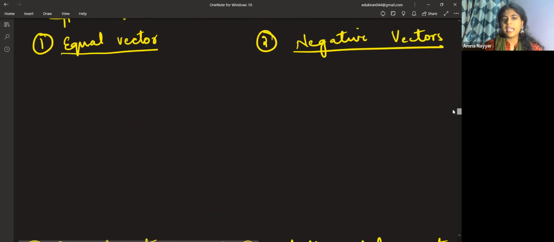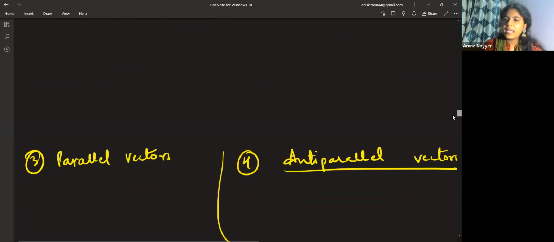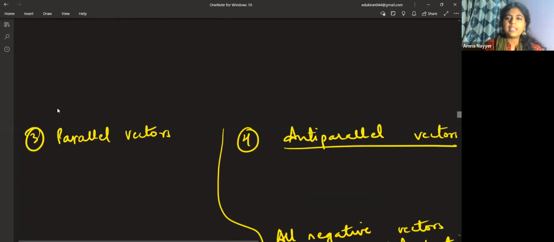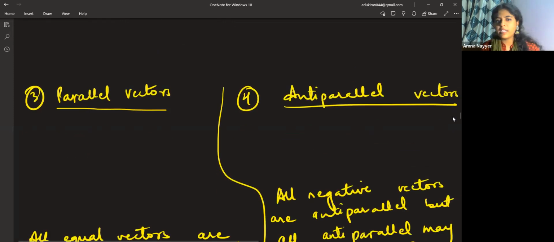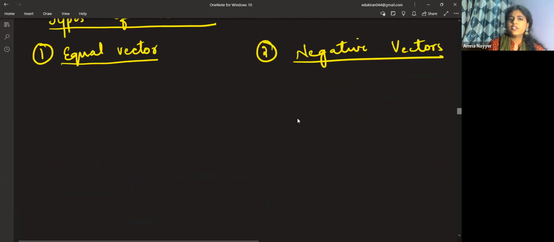Now, you have certain types of vectors. Equal vectors are present, unequal vectors are also present. What is meant by this? See, equal vectors means two vectors which have the same magnitude. Four things we'll study: equal vectors, negative vectors, parallel vectors, and anti-parallel vectors. These are the four types of vectors we have to study, under your basics only. So equal vector means what? When your vectors are equal in magnitude as well as in direction.